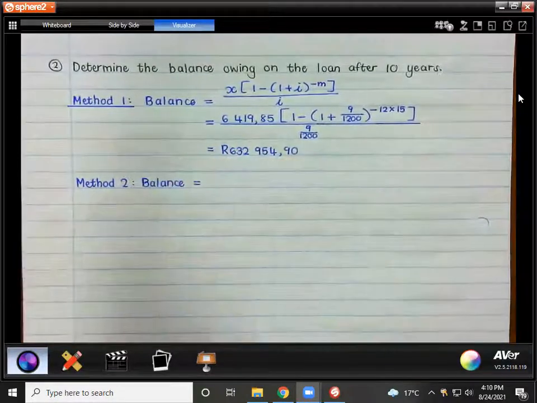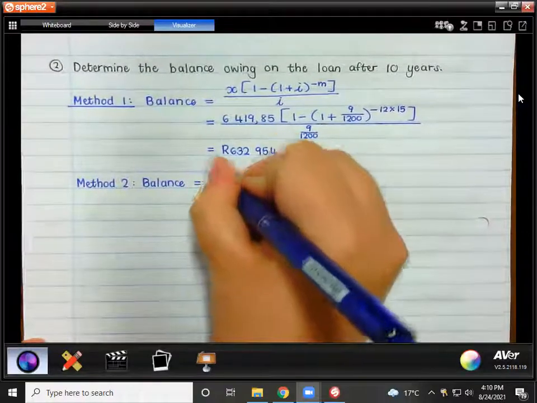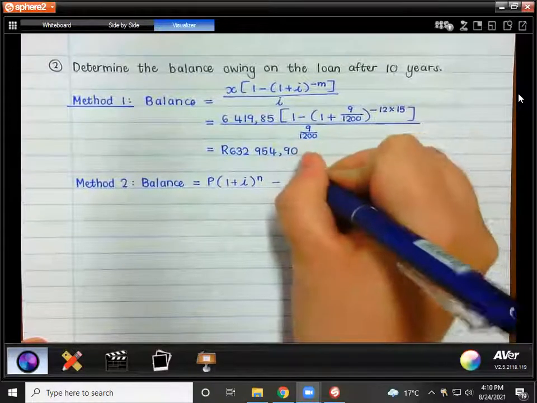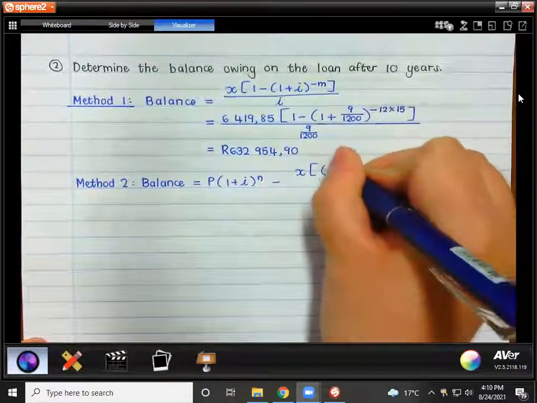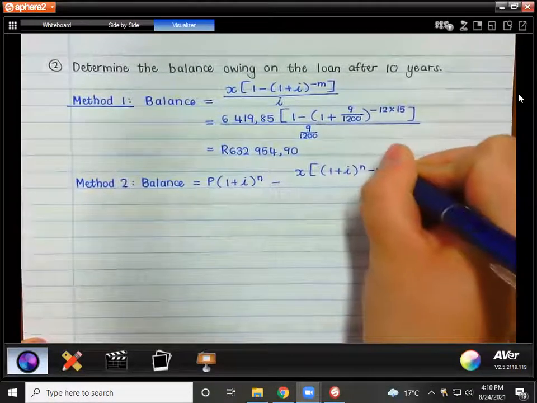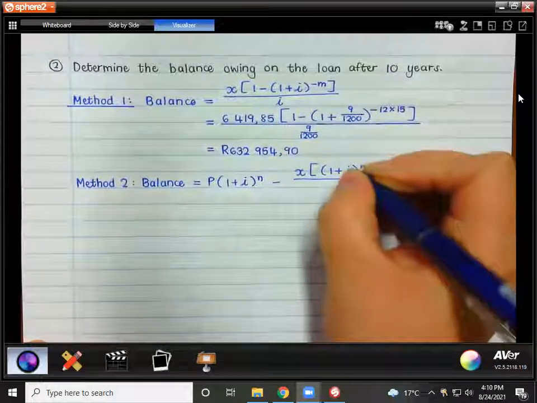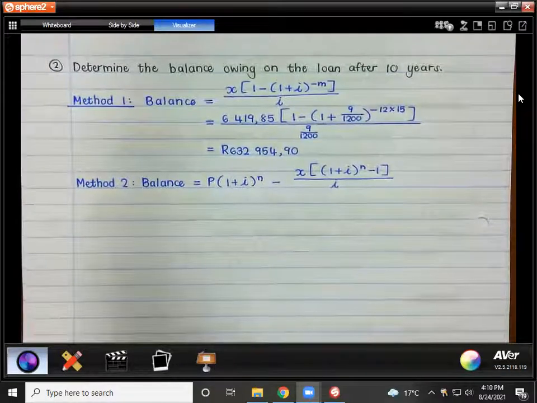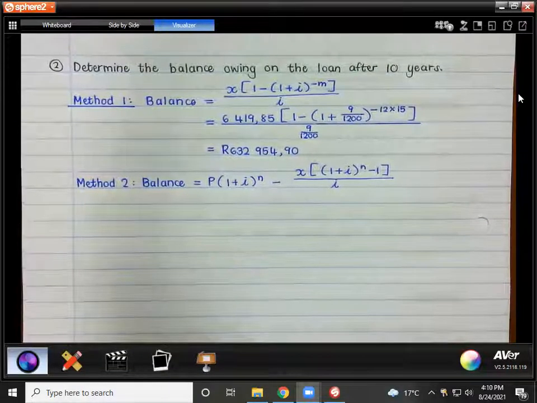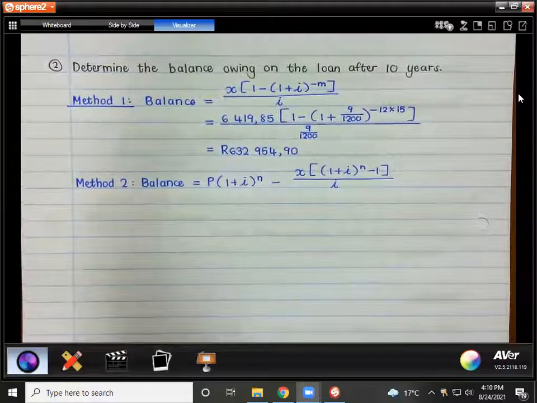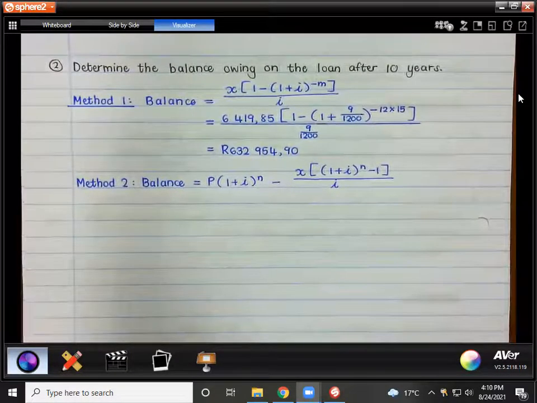So this is now where we do P bracket 1 plus i to the power of n, and then we minus the future value. Let me just check, is this the right formula? Yes. Of the payments that we have already made. So we see what this loan would have been worth after 10 years, and then we minus the value of all the payments that we've made for 10 years. The difference we get is the balance.